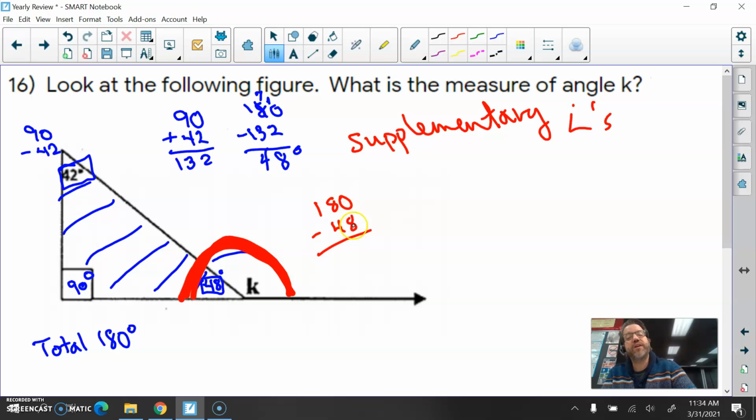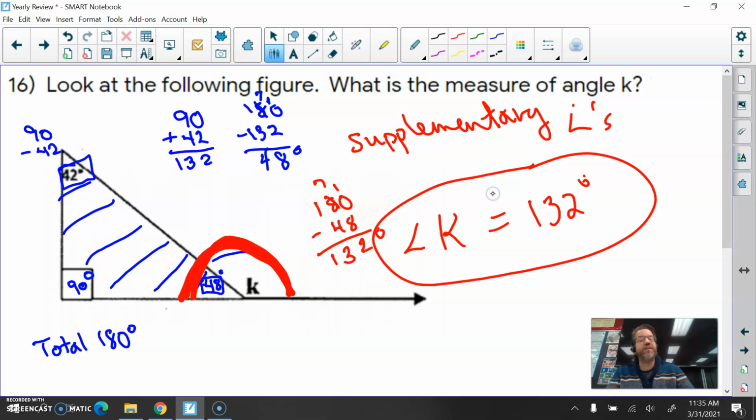And let's see what we get. Again, I have to do some regrouping here. Make this 8 a 7. This becomes 10. 10 minus 8 is 2. 7 minus 4 is 3. And then I have the 1 here. So 132 degrees has to be the measurement of angle K. I should put angle K is equal to 132 degrees. Okay? So to find it, I just found the measurement here of this angle, which was 48 degrees. And then I subtracted from 180 to find the measurement of angle K.